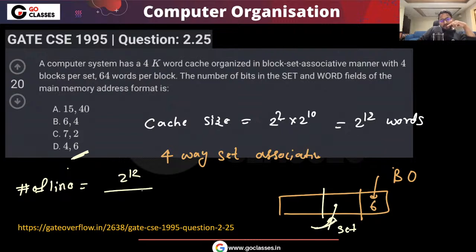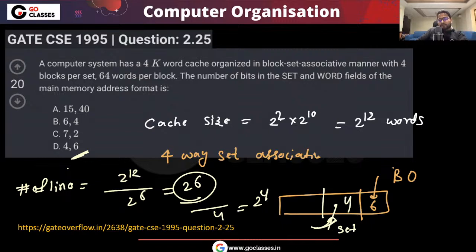2 power 6, right? 2 power 6, and then divide by this 4, which is 2 power 4. So 4 will be here, right? So it's an easy question, I think.